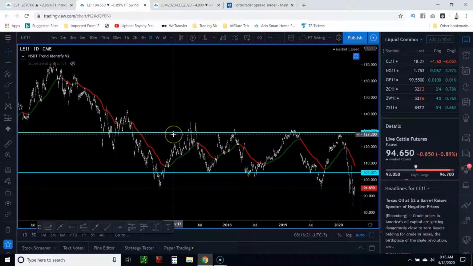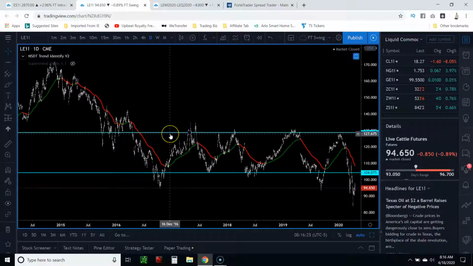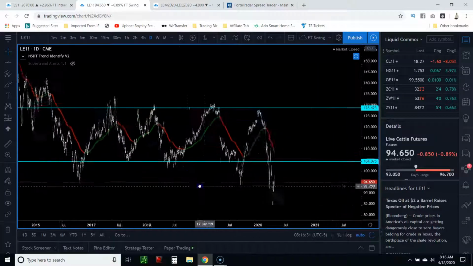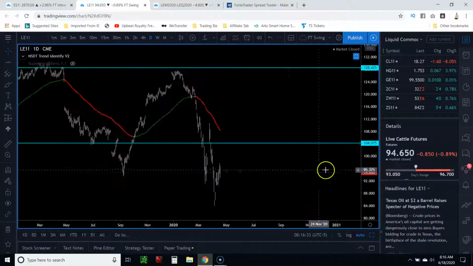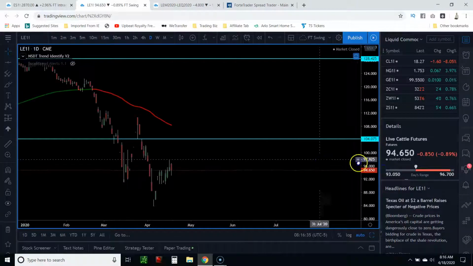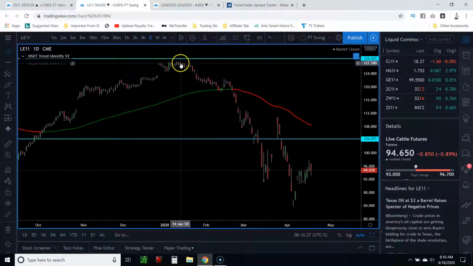Okay, 3 years worth. This is December 17. 3 years worth of top and bottom. Come on, what are the odds? Okay, this is a high probability trade off the top of 130s on cattle.